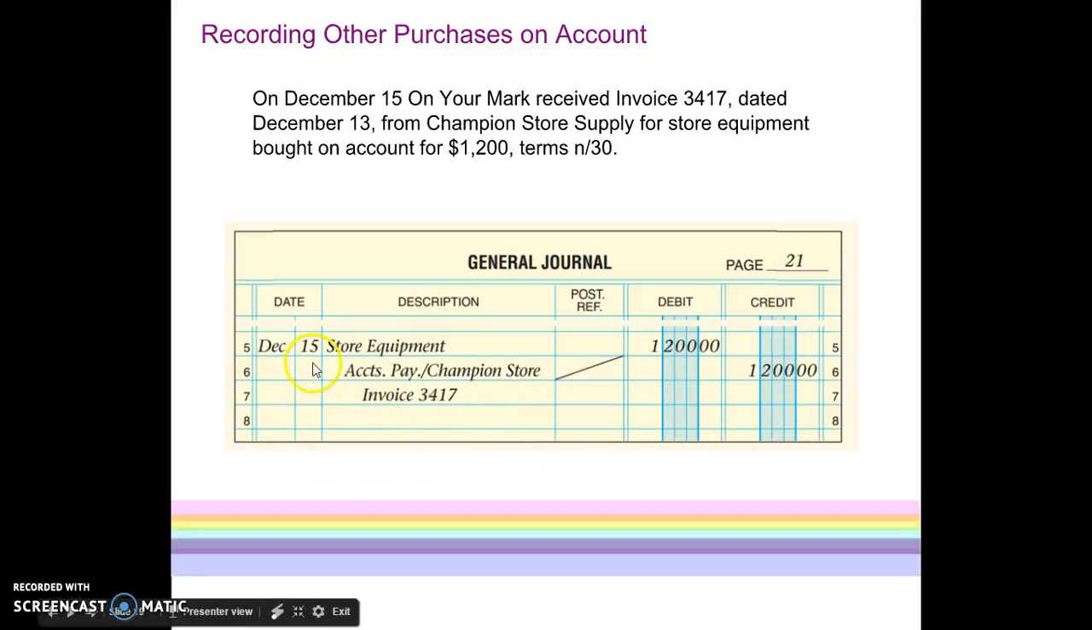When we journalize it, we are going to debit store equipment for the amount of $1,200. Then we are going to credit both accounts payable and Champion Store for $1,200. So when this gets posted, it's a $1,200 increase to accounts payable and a $1,200 increase to Champion Store. Invoice number 3417 is our source document number.